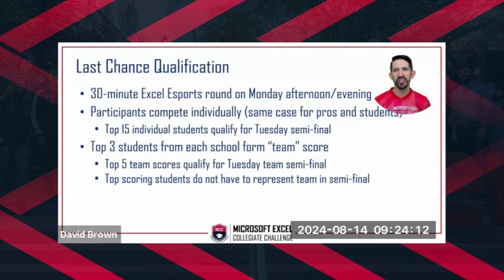Now that last chance qualification, what happens here, it's a 30-minute Excel esports battle that'll happen Monday evening. Everyone that's there can participate. So I intend to participate as a pro. I encourage other faculty to also participate. You might make the 64-person field for the pro event as well. Everyone competes individually, and we're going to take the top 15 individual students into the semifinals the next day. And then your top 3 students from your school form your team score. And we'll use those team scores to figure out which teams qualify for the next day as well. So that's the basic idea of the last chance qualification.